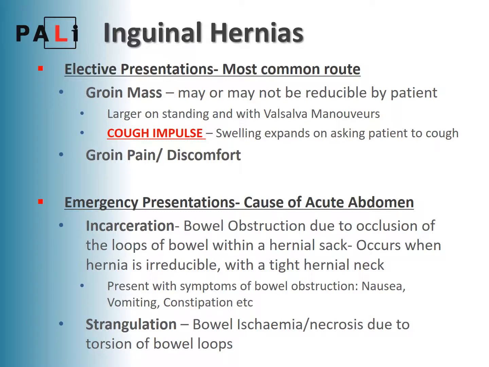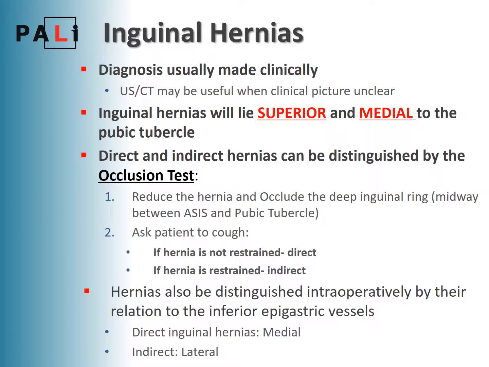Inguinal hernias can also strangulate, which will result in bowel ischemia or necrosis due to the torsion of bowel loops and the loss of blood supply. The diagnosis of inguinal hernias is usually made based on the clinical picture from the patient history and examination. Ultrasound and CT can prove useful when this isn't clear.